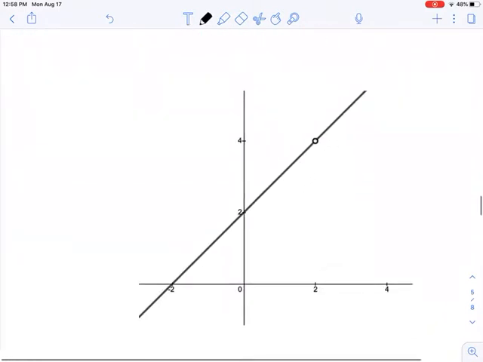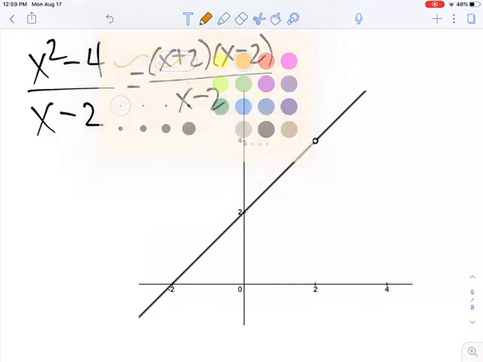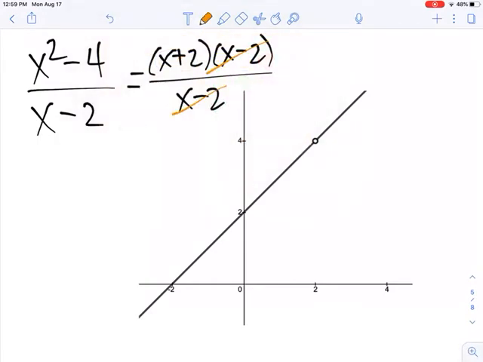Our function was x squared minus 4 over x minus 2. And when we went ahead and simplified that, we knew that there was going to be a hole at x equals 2. So here is that hole. And then the rest is the line x plus 2.